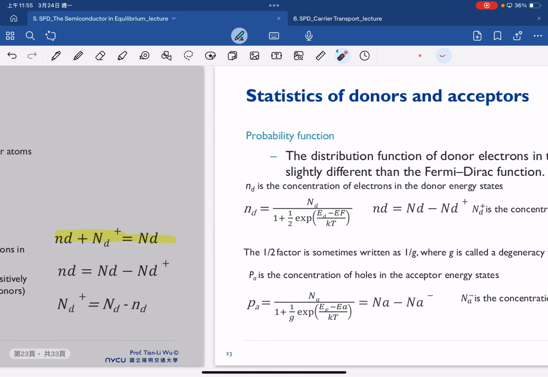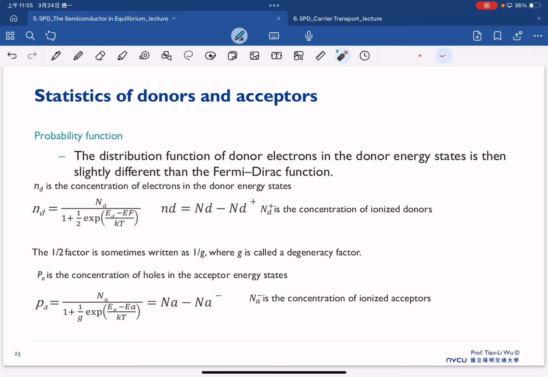And also, once we consider the donor and acceptor, we also need to consider the statistics here. So we all know that the distribution function for the donor electron in the donor energy state is slightly different from the Fermi-Dirac function. Here, we won't do any proof. If you are interested, you can look at the textbook and find some of the literature related to the solid state series here. So here, ND is the concentration of electrons in the donor energy state.